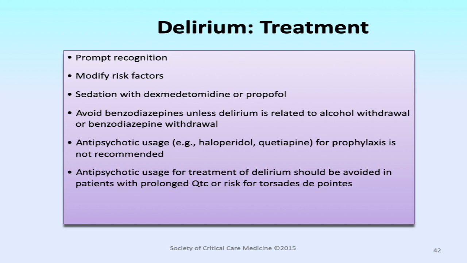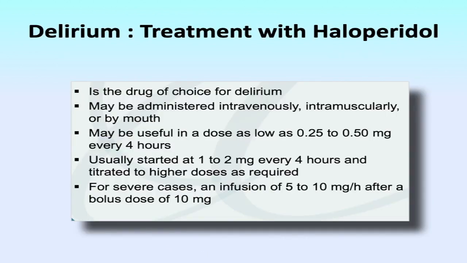For treatment, recognition is very important in order to modify the risk factors. So good sleep procedures; you have to have good analgesia, not leave your patients in too much pain. Sedation with dexmedetomidine or propofol. Avoid benzodiazepines. Antipsychotic drugs are the treatment: haloperidol, ketamine. And you have to keep in mind, whenever you give an antipsychotic drug, you have to check the ECG because of the QT interval, and it is also contraindicated in patients with a prolonged QT. And this is the drug of choice, haloperidol.